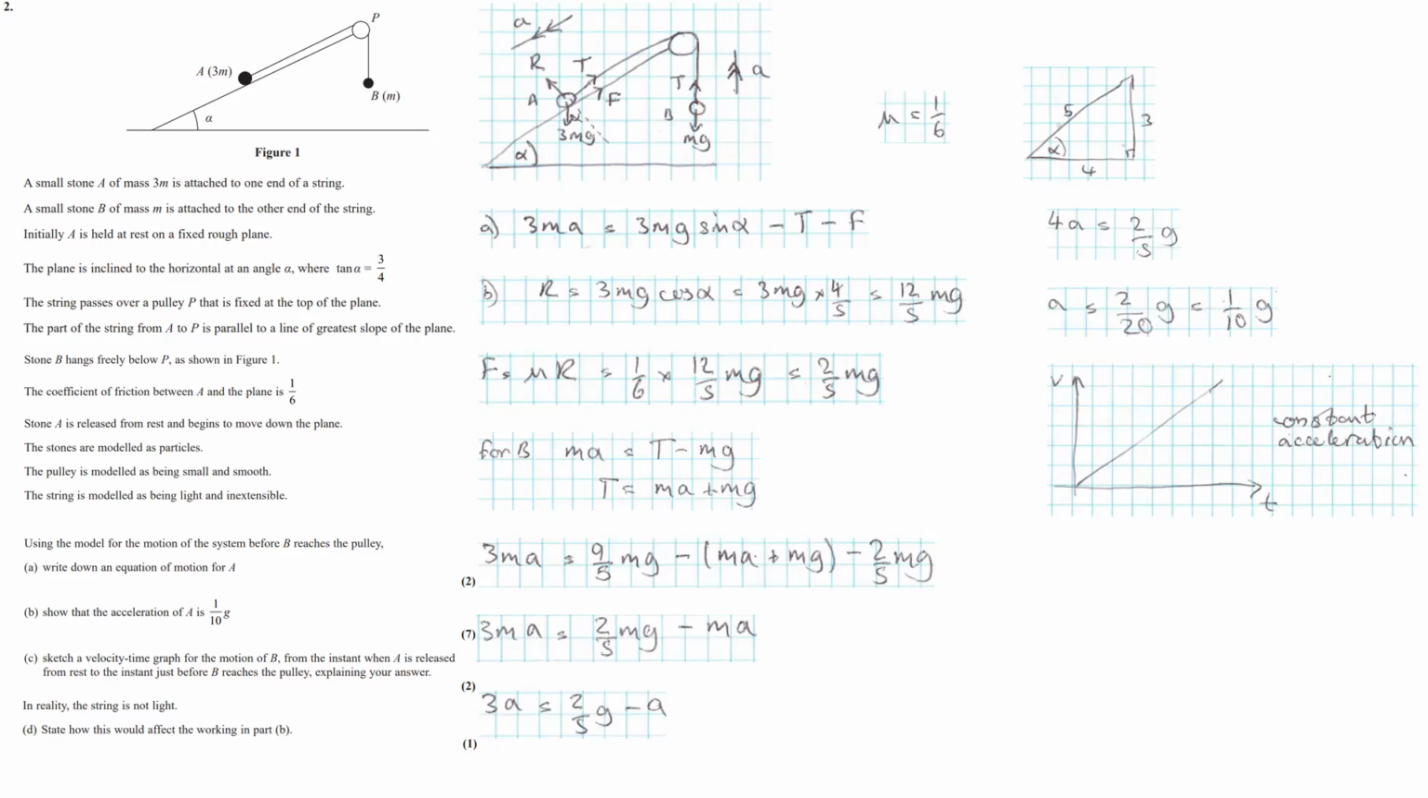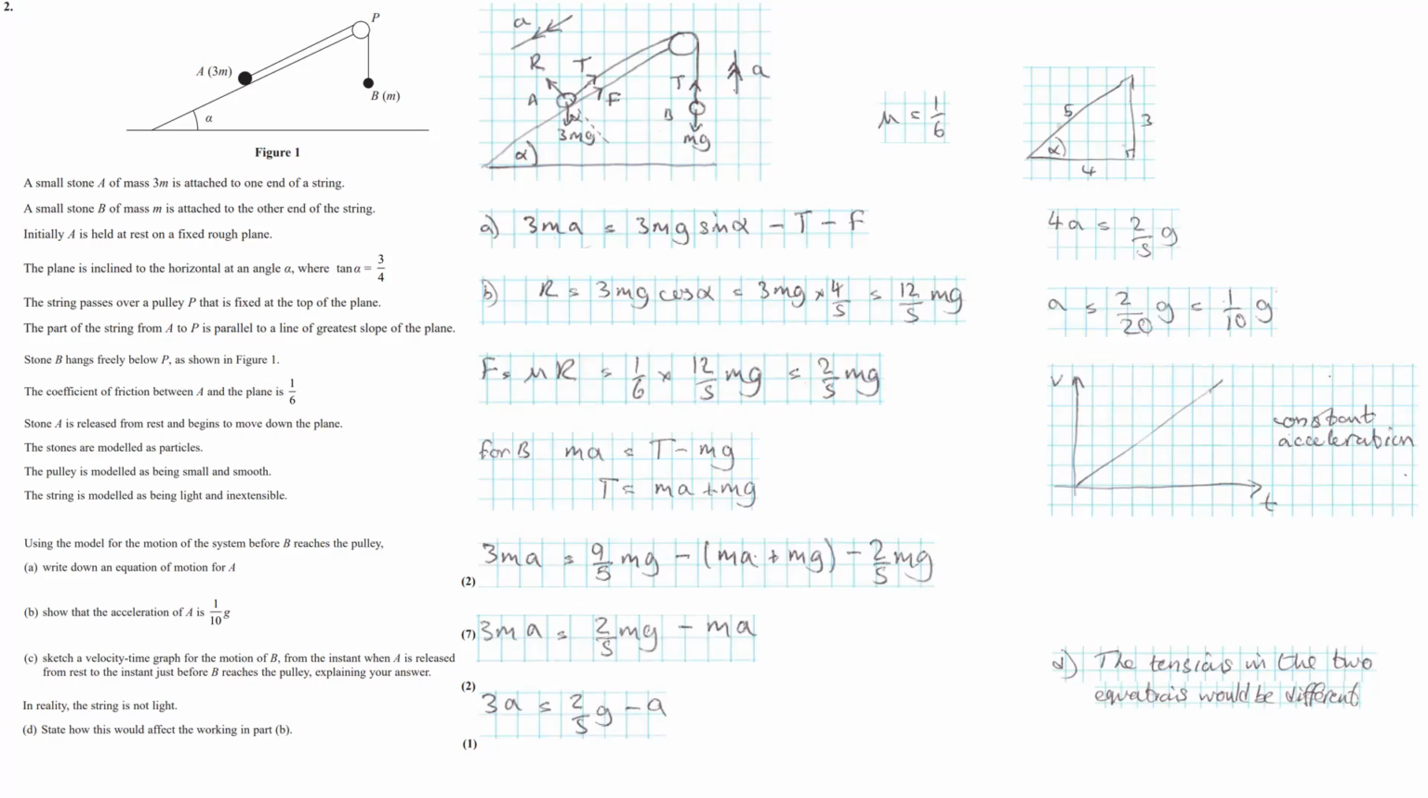D, state the string is not light. How would it affect your working out to part B? Well, if it's not light, the actual weight of the string is going to come into effect. So that means you're going to have 2 different tensions, okay? Because the tension on the slope is supported. That's good. The tension there is going to be less than the tension of the string that's hanging. You don't have to go into that much detail. You can just say the tensions in the 2 equations are going to be different, or the tensions in the vertical string and the string on the slope are going to be different.